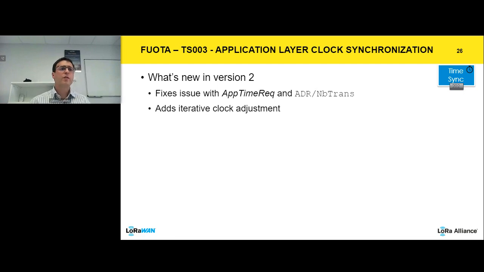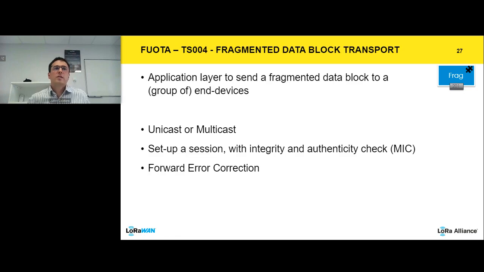The next one is the fragmented data block transport. It's technical specification number 4. Again, it's an application layer, and the main goal is to send a fragmented data block to a group of end devices. This one could be linked to multicast, even though it's not mandatory. It has some knowledge about multicast, so it could be used in unicast or multicast. It's built to set up and maintain a session, a multicast fragmentation session, with some integrity and authenticity check of the fragments.